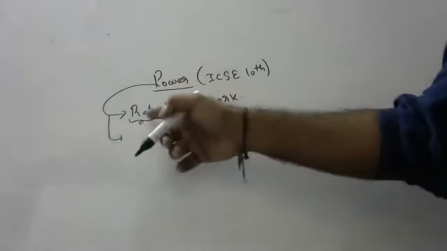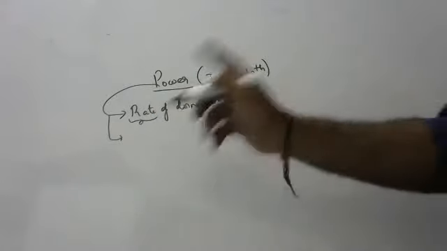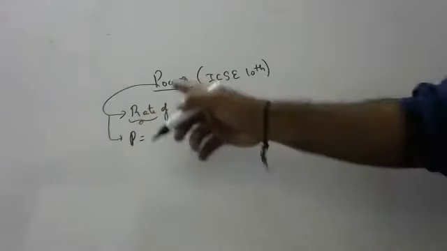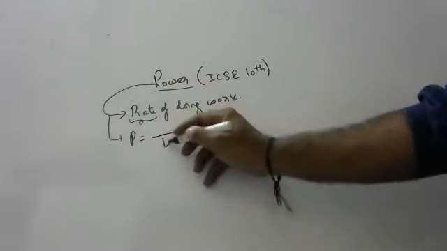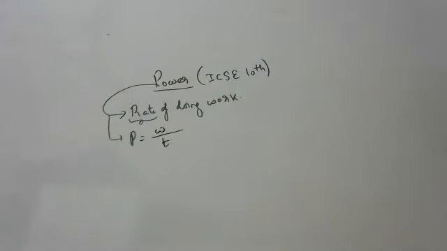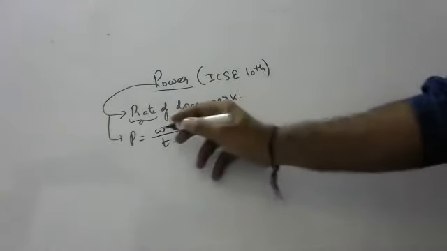In physics, rate means by time. So power is equal to rate of doing work, work by time, is called power. So power is defined as rate of doing work, and power is equal to work by time.